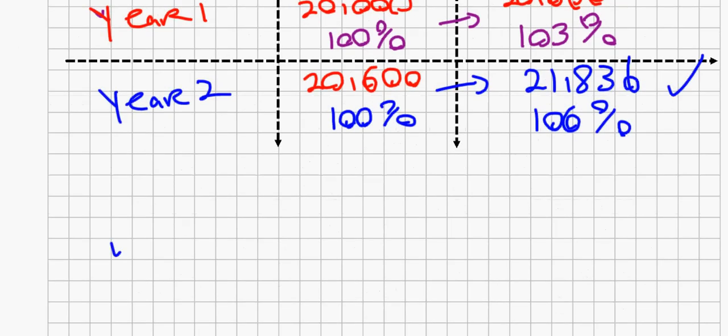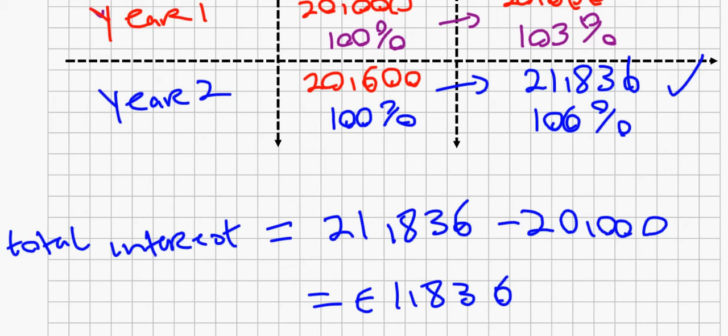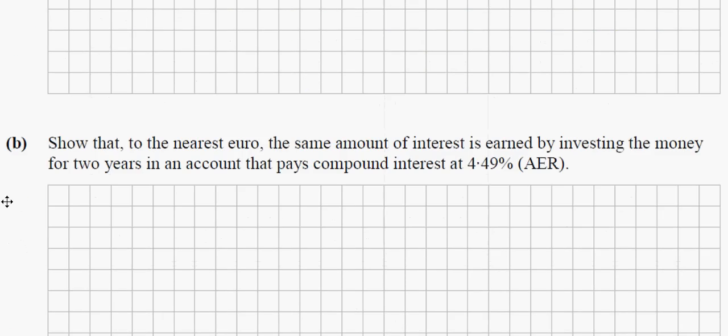Now, the interest made, we aren't asked for this, we're just asked for the total sum of the question, but the interest made is basically how much we started off with minus the end amount. So we started off with 20,000 at the start of the 2 years, therefore the total interest is 1,836.